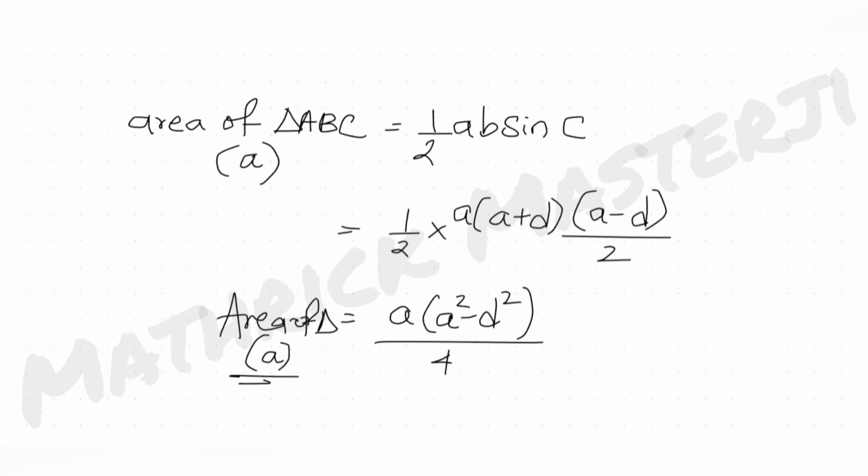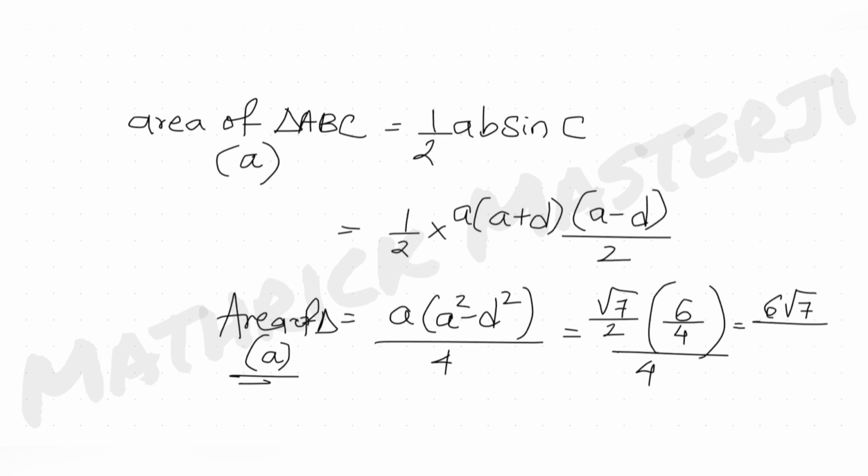Once I have this, I just substitute the values. So I get root 7 over 2. a² is 7 over 4, d² is 1 over 4. So you get 6 over 4 divided by 4. So you get 6 root 7 divided by 8, and 8 into 4 is 32. So 2 threes and 2 sixteens, you get 3 over 16 root 7.